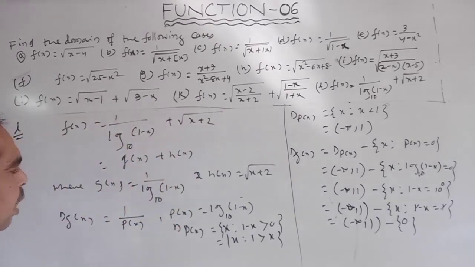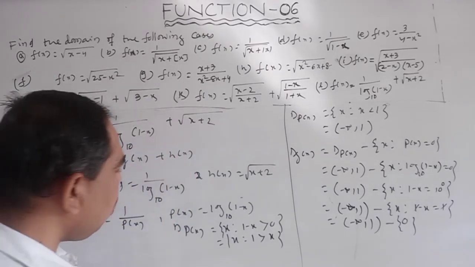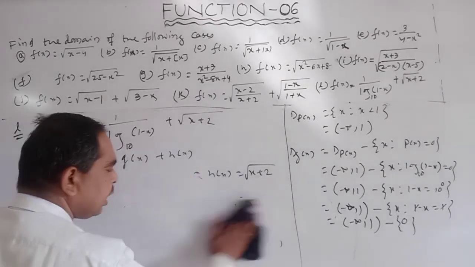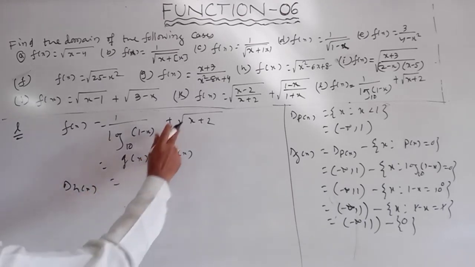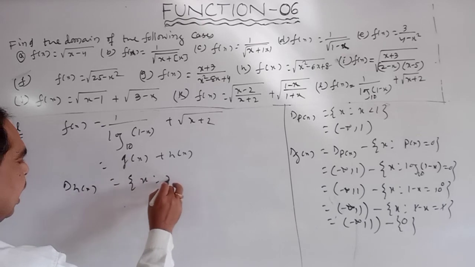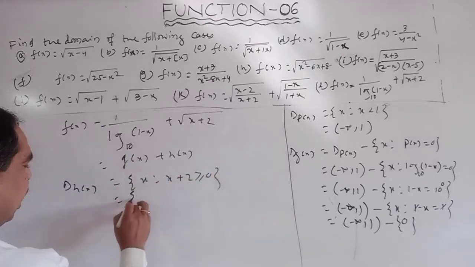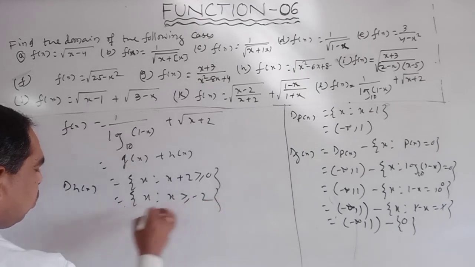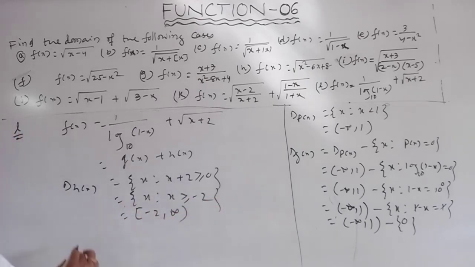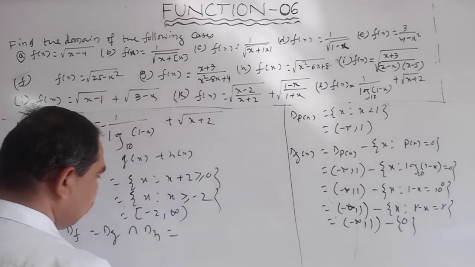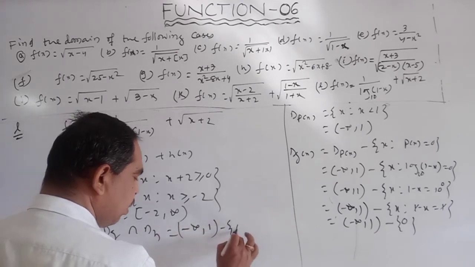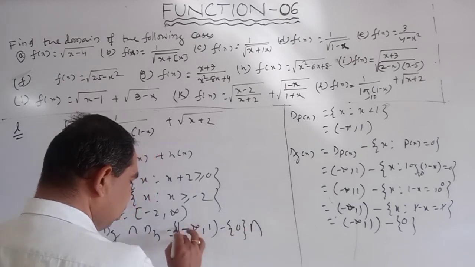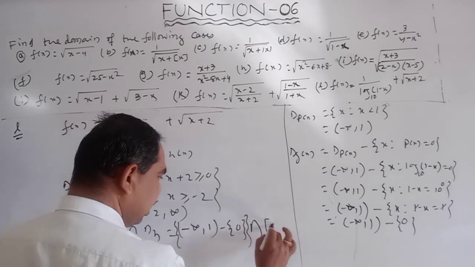Next, to find domain of h(x). See, h(x) means root of x plus 2. So this is x such that x plus 2 greater than or equal to 0, or x such that x greater than or equal to minus 2. This is minus 2 to infinity. Okay, so domain of f is equal to domain of g intersection domain of h. So this is minus infinity comma 1 minus curly bracket 0, intersection minus 2 to infinity.